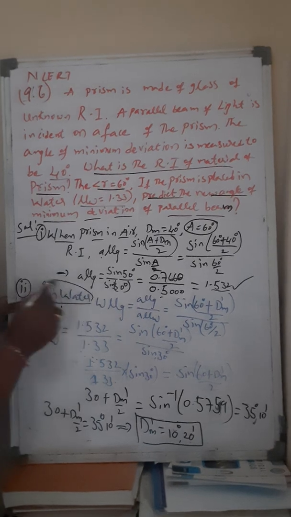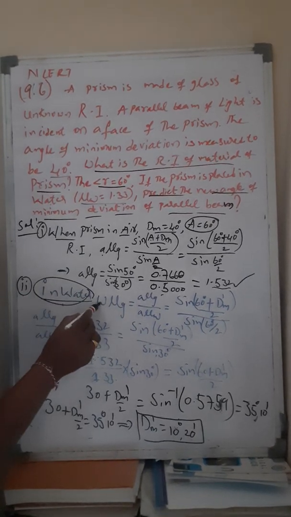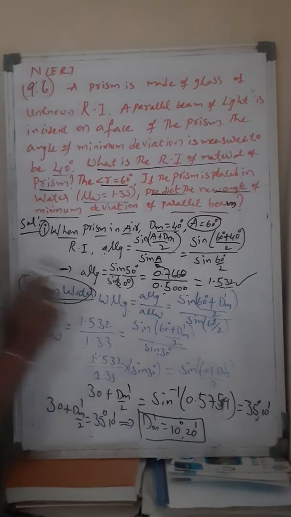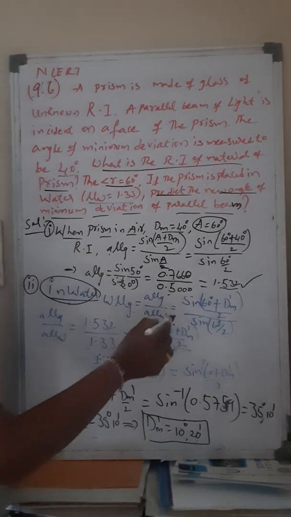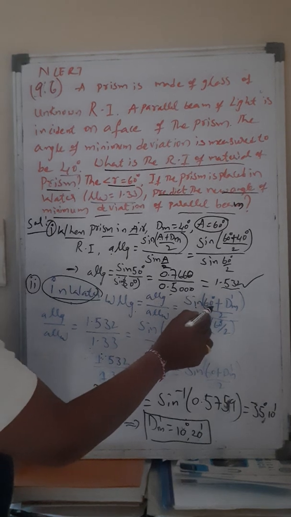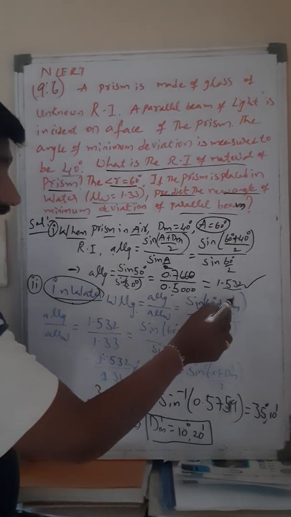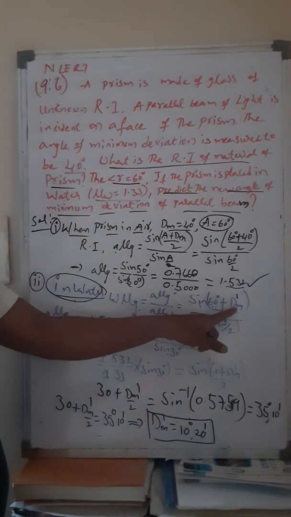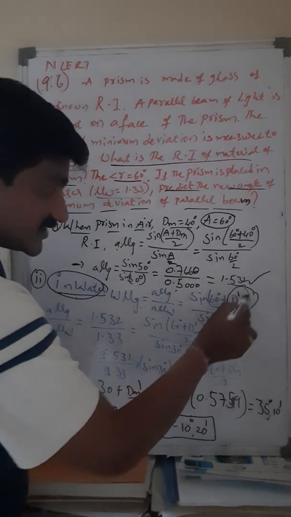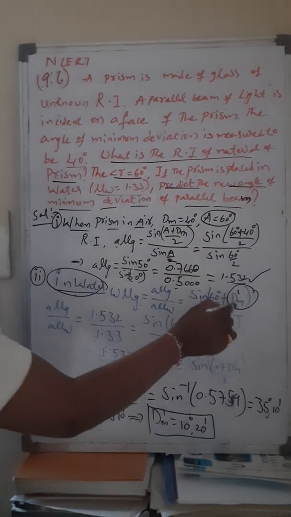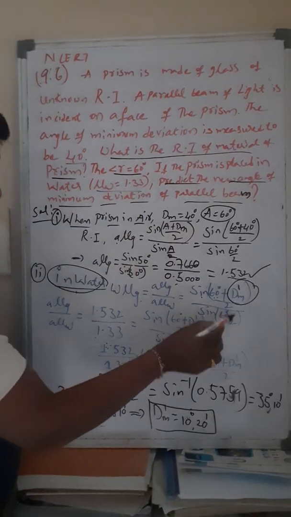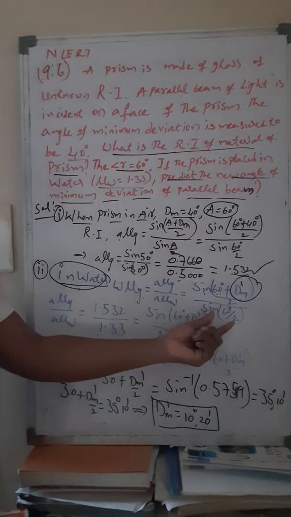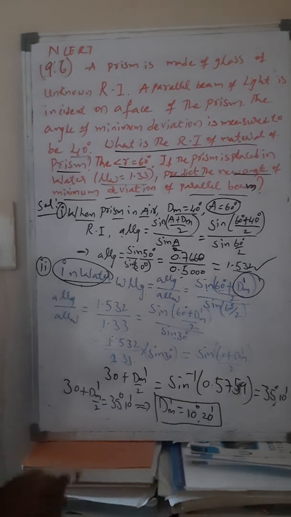In water, when you are keeping it, from water to glass, there is refraction taking place. So a mu g by a mu w I am writing, which is equal to sine of (60, the angle of prism, plus Dm dash, which we are going to find now) by 2, over sine 60 by 2. This Dm is for air, this is Dm dash. Now this is in water, I am going to find the minimum deviation. Obviously sine 60 by 2 is sine 30, we will take.